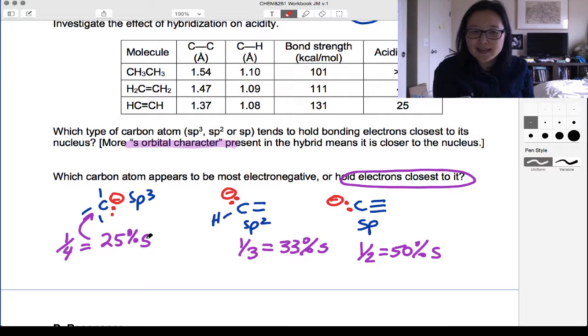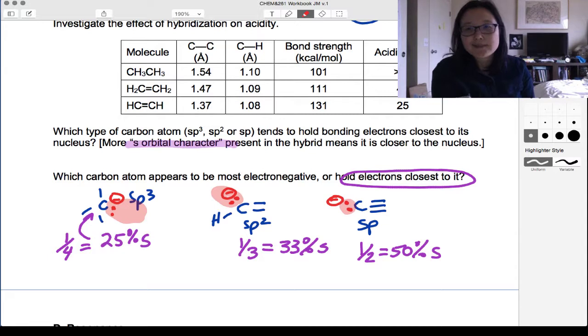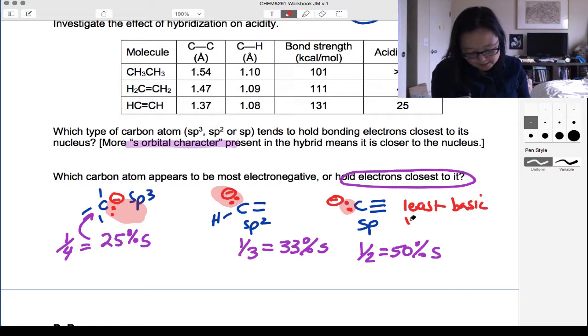The effect of the s character is on how closely those electrons are held to the nucleus of the carbon. So in which of these cases are the electrons held closest? It's going to be the one with the greater percent s character, s orbitals being closer to the nucleus. So here the electrons are going to be closer than here, and then here they're going to be the most spread out. So the greater the s character, the more tightly held those electrons are, making it less basic. Let's write that this one is less basic over here, the least basic, or the weakest base, because those electrons are not as accessible.